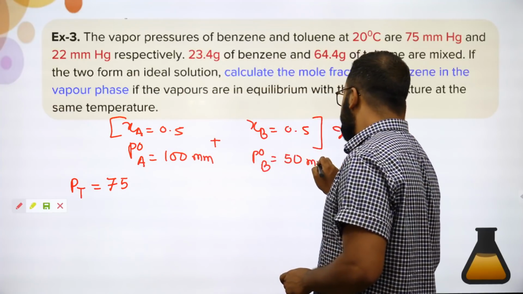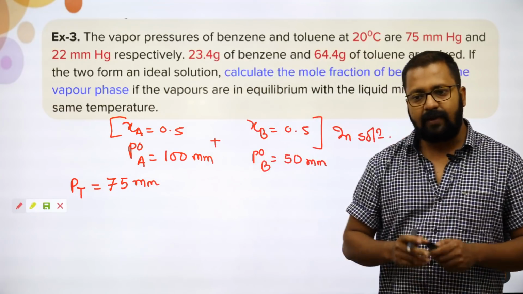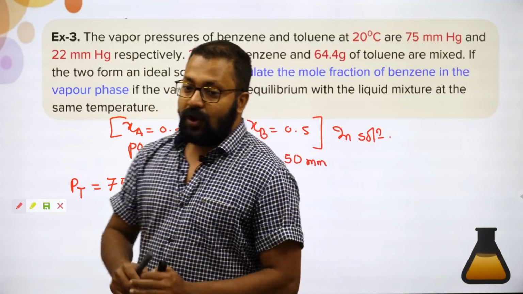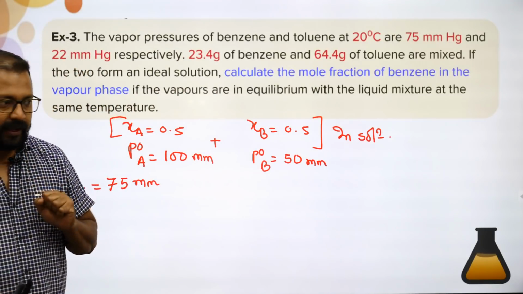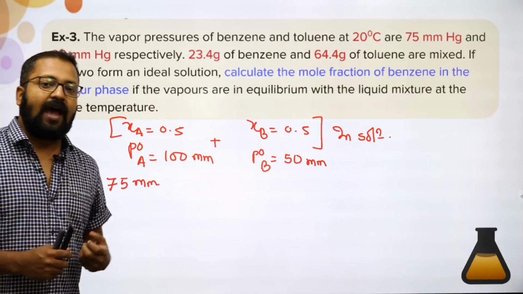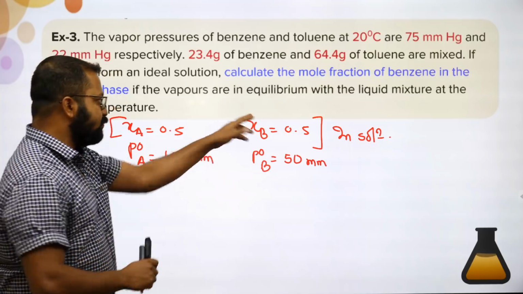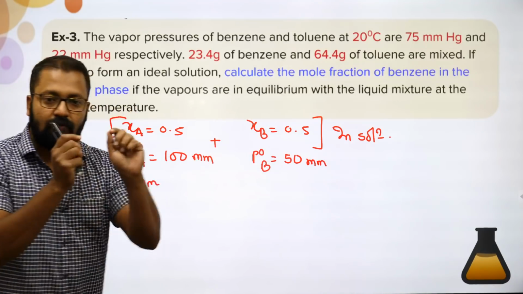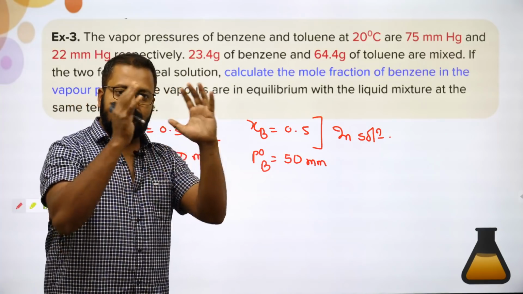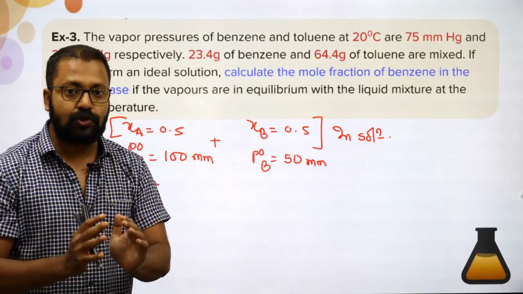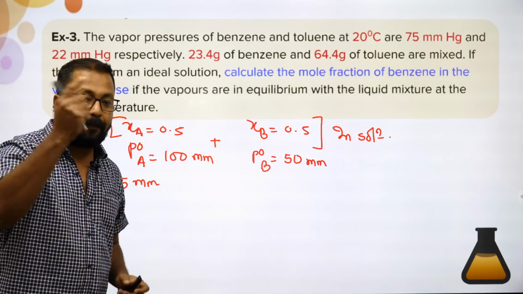This is mm of Hg. So this is also mm of Hg. Pt will be 75. Now, the question asked is, let's say you are asked what is the mole fraction of A in vapor state? This is the mole fraction in liquid state. The mole fraction you use in Raoult's law is for the solution. What if you are asked what is the mole fraction in the vapor state?